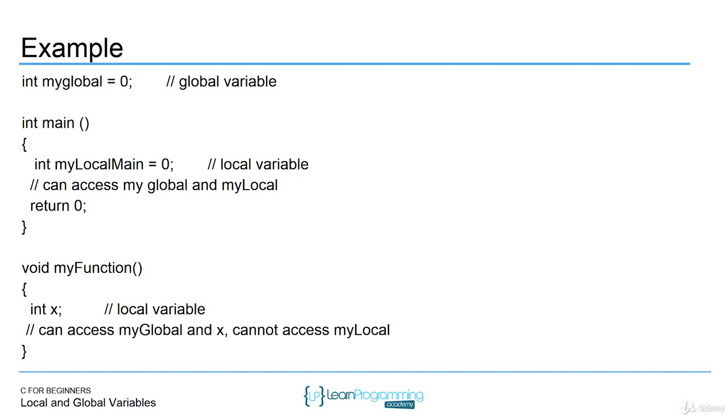If we try to write or read myLocalMain variable inside the myFunction function, the compiler is going to give you an error. You need to understand this concept of local versus global. Local are inside blocks of code. When they're declared, you can only use them in the block. If a variable is outside of a block and it's just in a function, or it's just in the program itself, you can access it in any function.